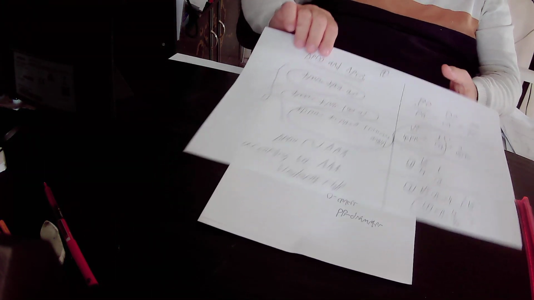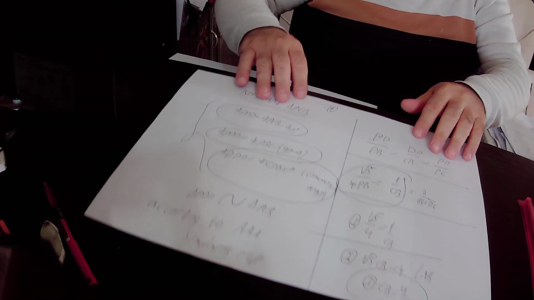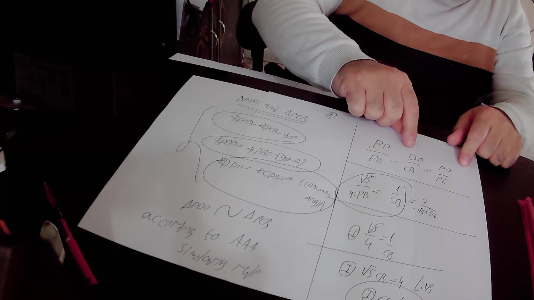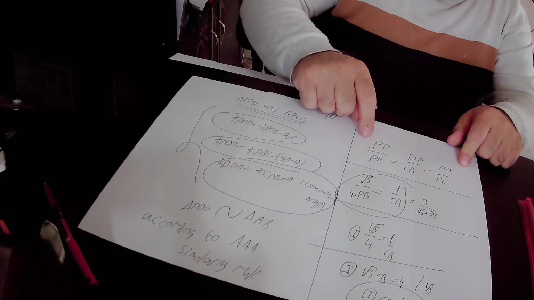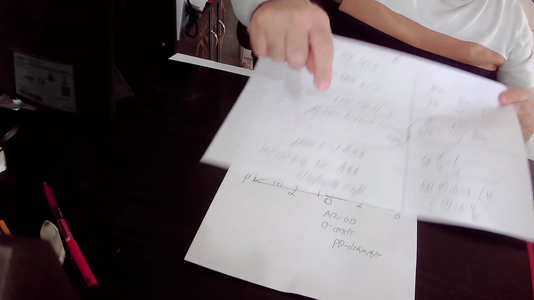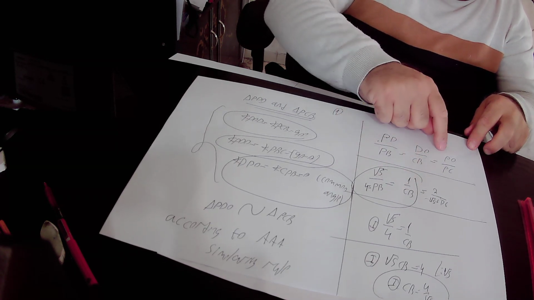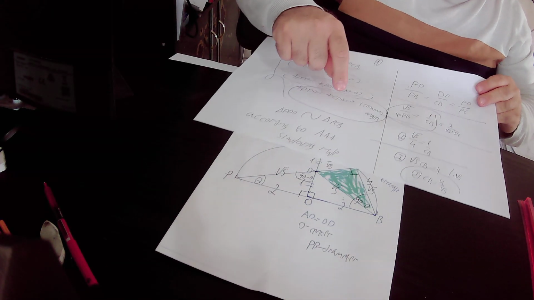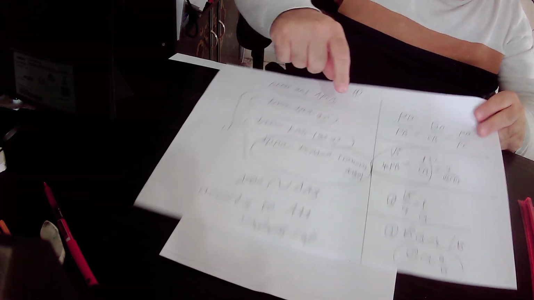And from the fact that those two right triangles are similar to each other, we conclude that PD over PB equals DO over CB equals PO over PC. PD is square root of 5, PB is 2 plus 2, that is 4, DO is 1, CB is the missing line segment, PO is 2, and PC is equal to square root of 5 plus DC.